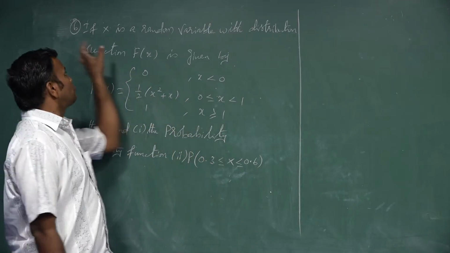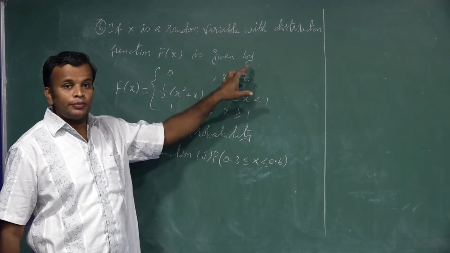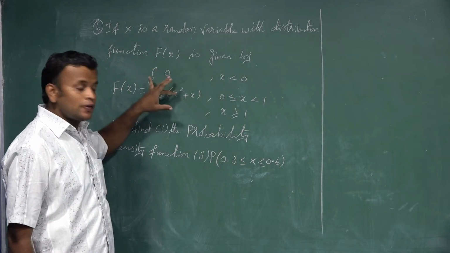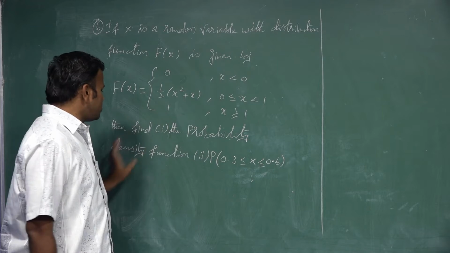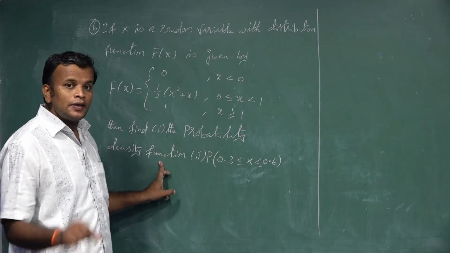Now we move to the next one, 6. If x is a random variable with the distribution function capital F of x given by the following, you see, given is capital F of x. It also has 3 values. Then the question is to find the probability density function. To find the probability density function, the symbol is f of x.